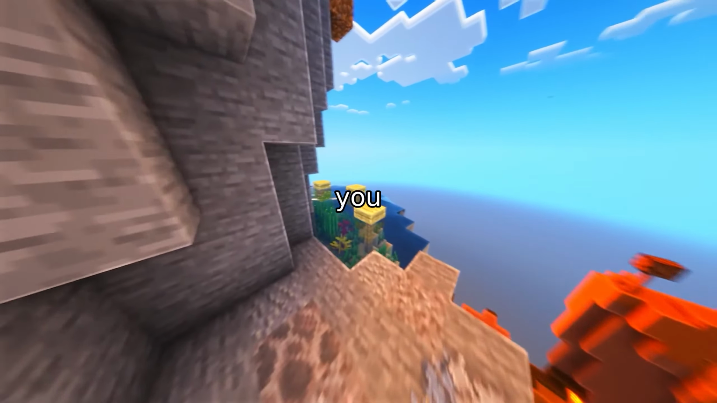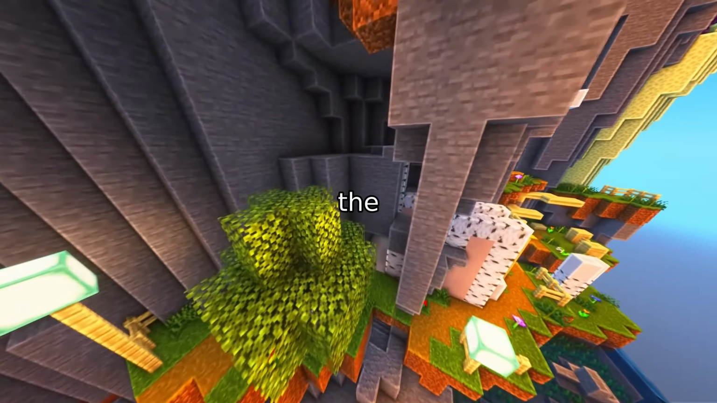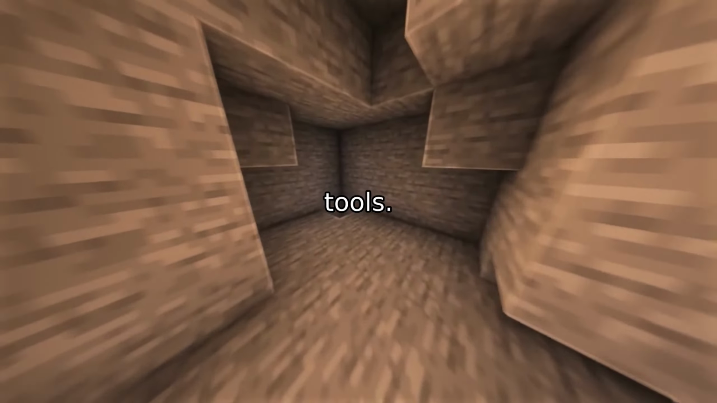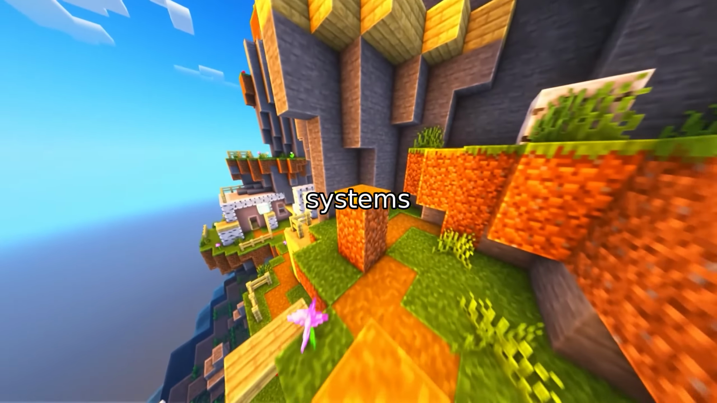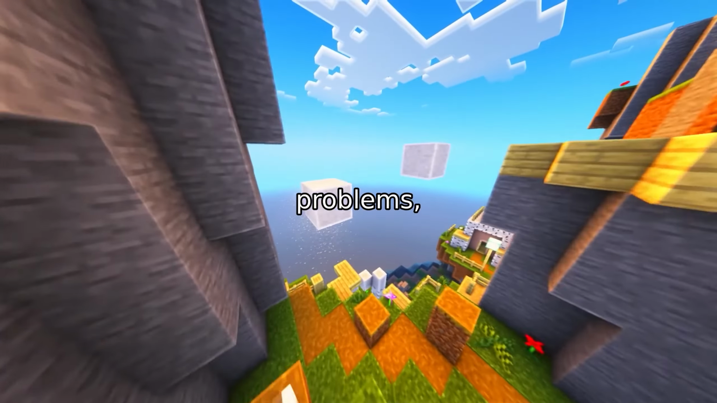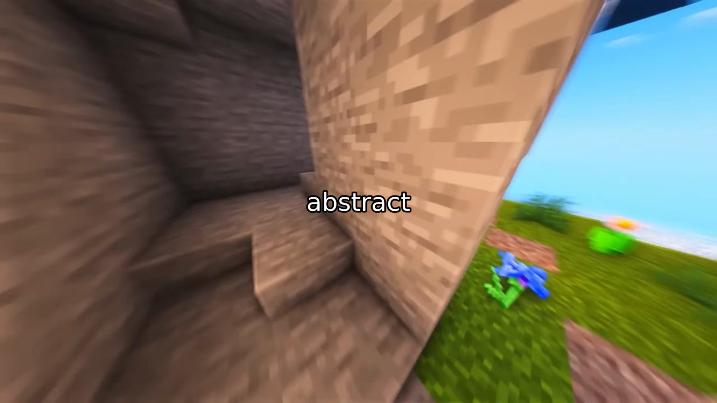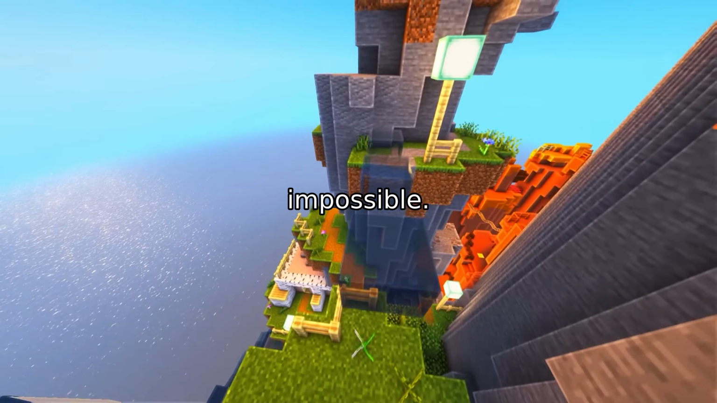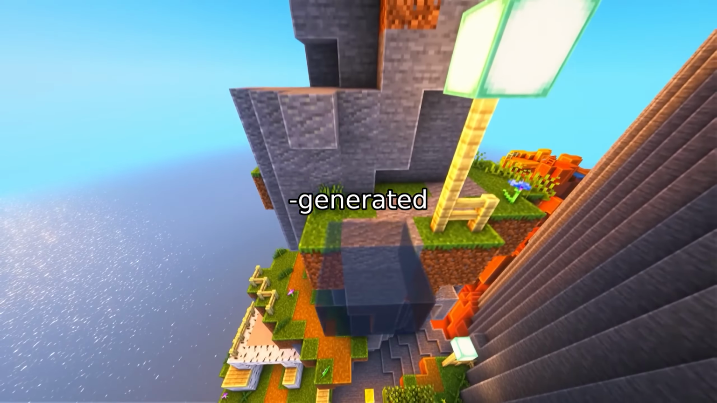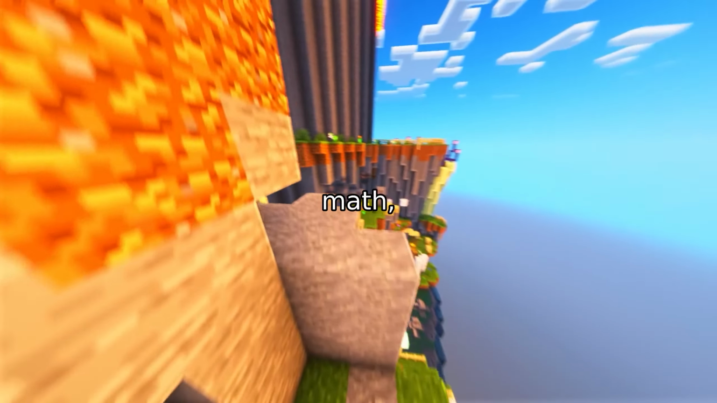Their proof showed that when you add noise to a distribution, like mixing salt into a soup, you can reverse engineer the original distribution using these mathematical tools. This isn't just theoretical. These ideas power modern AI systems that generate images, solve inverse problems, and even crack encryption. By understanding how noise and probability interact in abstract spaces, we're unlocking new ways to tackle problems that were once thought impossible. So next time you see an AI-generated image or a solved puzzle, remember, it's all built on this elegant dance between noise, math, and probability.